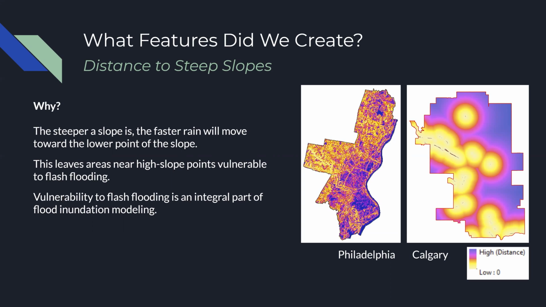The steeper a slope is, the faster rain will move toward the lower end of the slope. This leaves areas near high slope points vulnerable to flash flooding. Vulnerability to flash flooding is an integral part of flood inundation modeling.